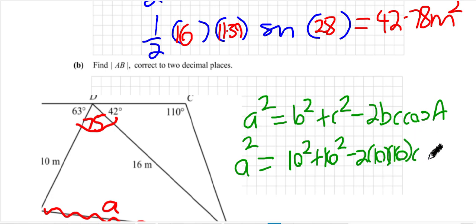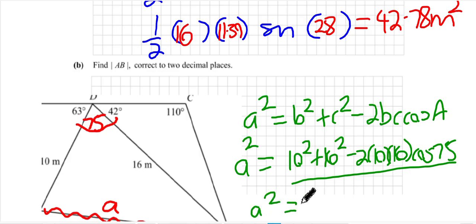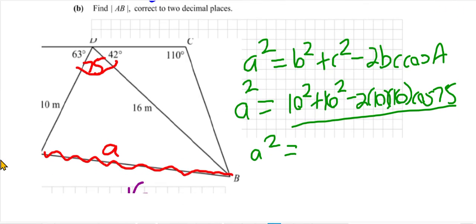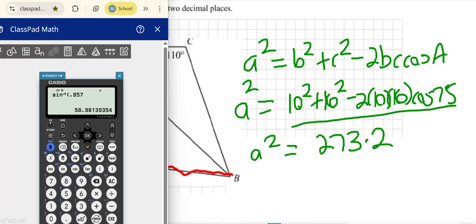And who's capital A? Who's the angle A? 75. Alright, put all that into the calculator for me. And what do you get? 200 and? Point what? 273.2. Okay. Now, if you aren't too familiar with this, you can just enter it all into the calculator as well.